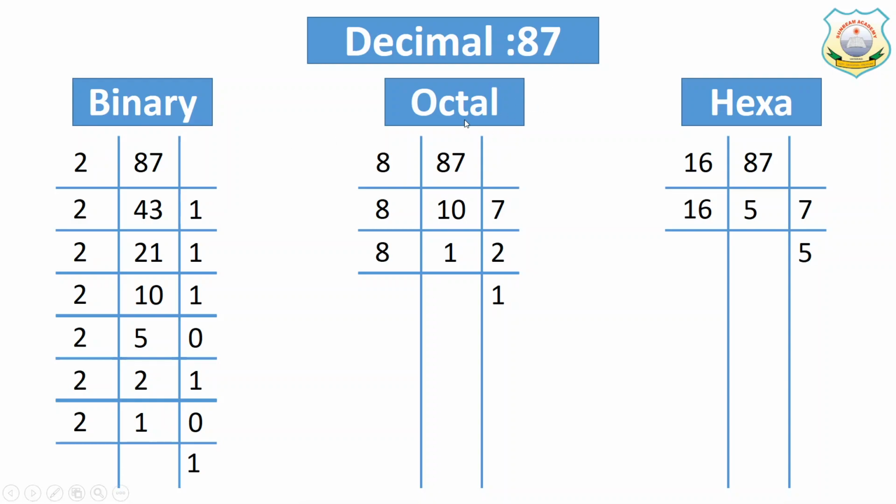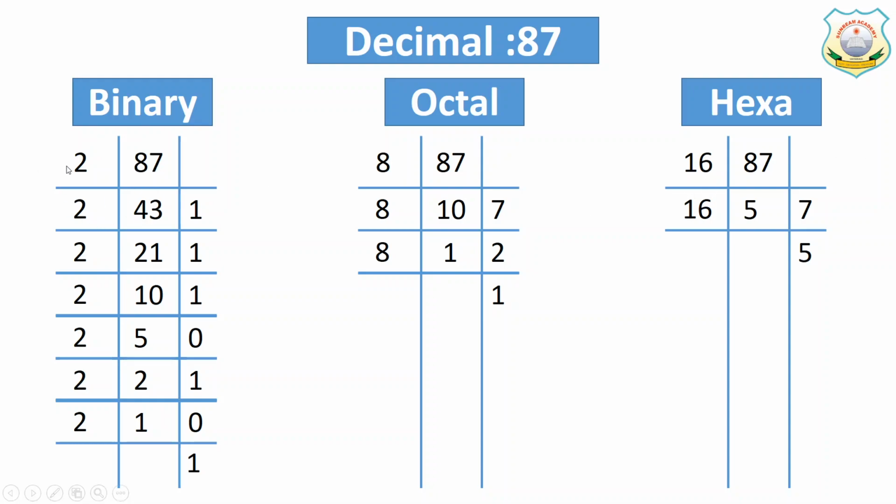The same thing if I want to do it for octal, I'm going to take this decimal number and keep on dividing it by 8, the base value of octal. And the same thing then follows for hexa. So the rule is the same. So if I want to convert this 87 into hexadecimal, I'm going to divide that by 16.